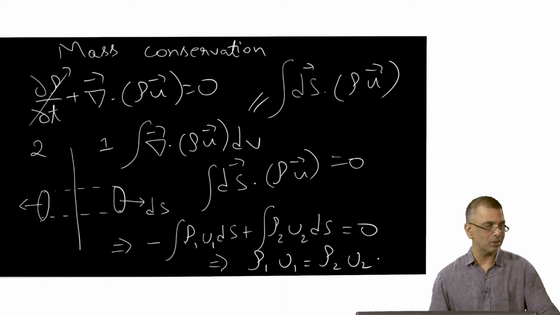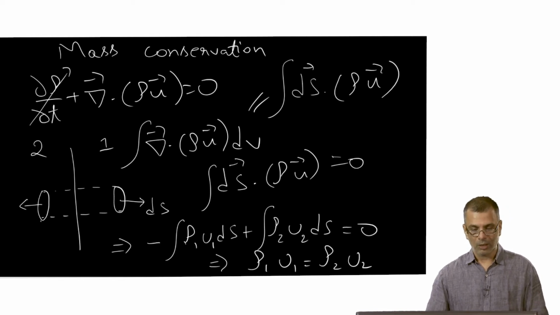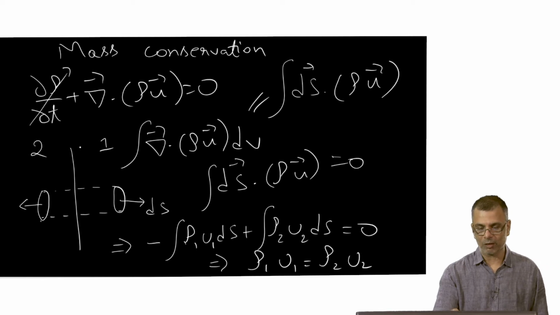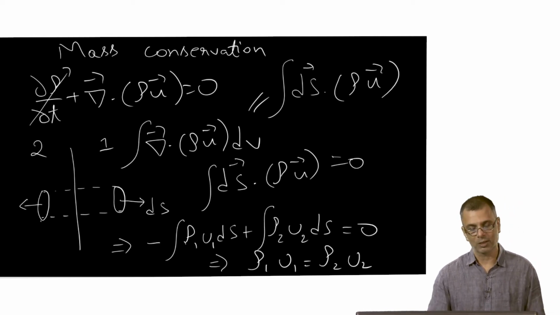This is how the mass conservation came about, if you remember. So the key is this little diagram, where you have a little cylinder with the ds like this, and the length of the cylinder being shrunk to an arbitrarily small thickness.